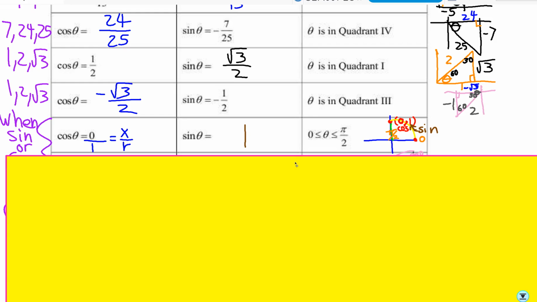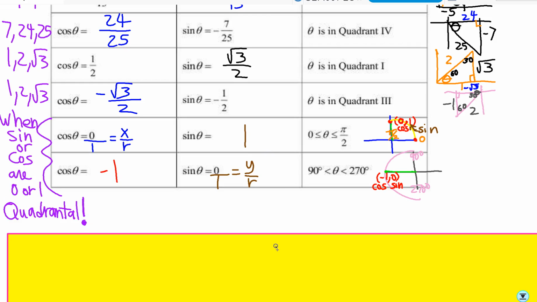In this case, it's aligned with the y-axis because that ratio, 0 over 1, is going to be a ratio based on the coordinate 0, 1. Remember that our coordinates are x is cosine when the radius is 1, and y is sine when the radius is 1. So our point has to be 0, 1, in which case, if I'm now doing a sine ratio, if our y value is 1 and our radius is 1, then the ratio for sine can only be 1.